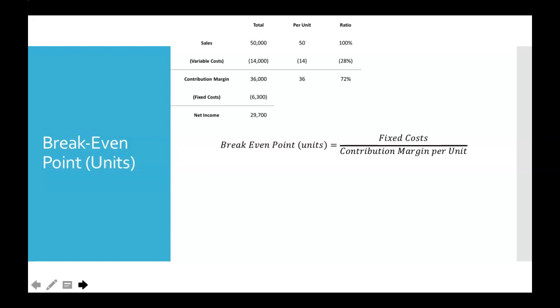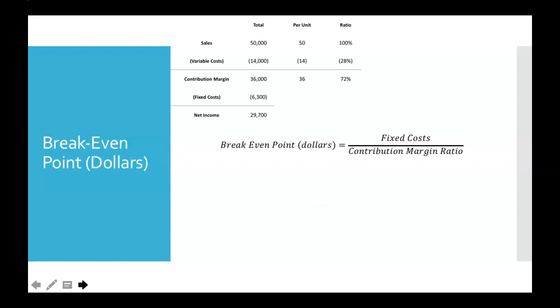So your break-even point in units. This is how many units do you need to sell to break even, right? To cover all of your costs. So we take our fixed costs divided by our contribution margin per unit. So that's 6,300 divided by 36, and our break-even point in units is 175 units. So we need to sell 175 units to break even, to cover all of our costs.